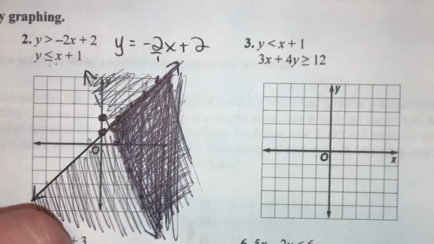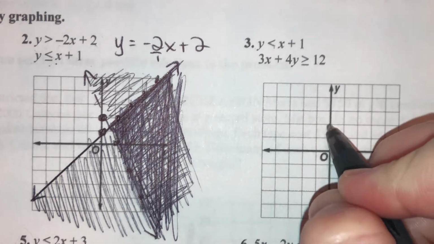Okay, let's do another one. Y is less than x plus 1, up to 1, put a dot. My slope is 1 over 1, up 1 over 1.